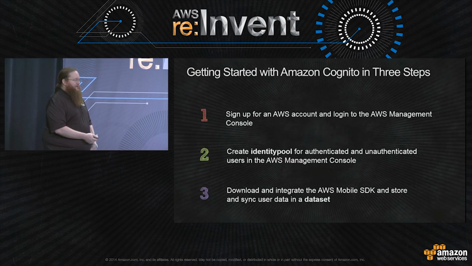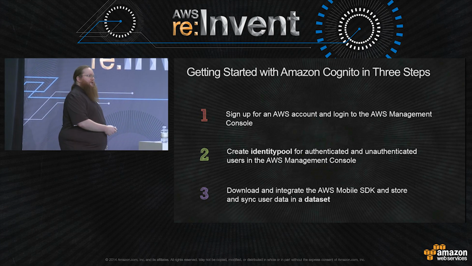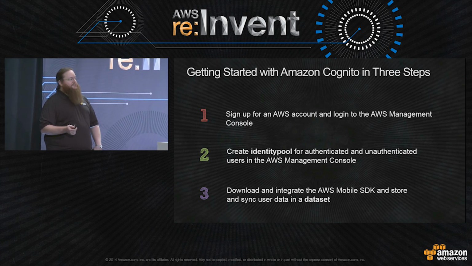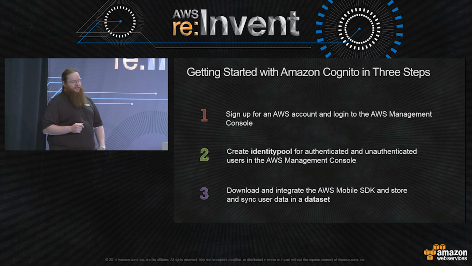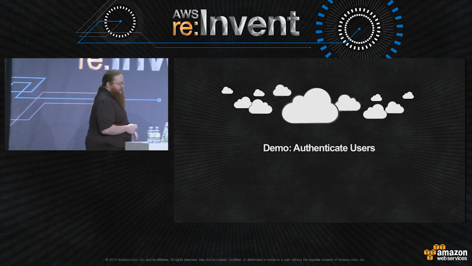So getting started with Cognito is actually really easy. We just have to log into the console, create an identity pool, walk through the wizard, and it will set up and give you some starter code that you can integrate into your app immediately. So that's actually what we're going to do right now inside of our app.